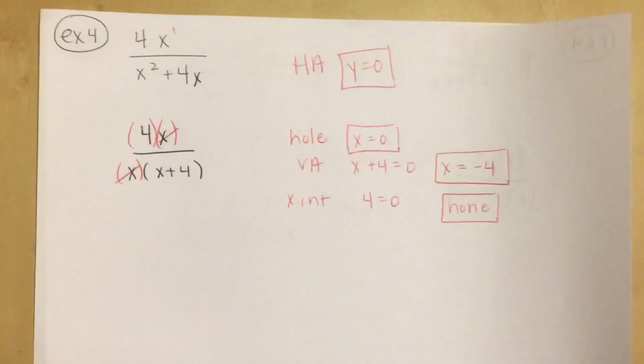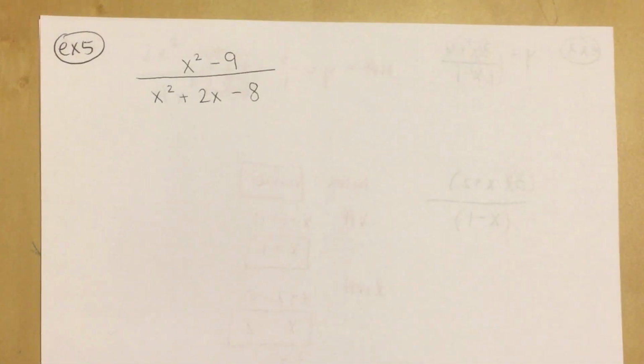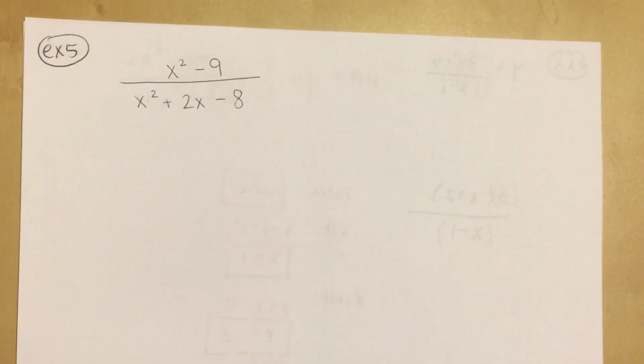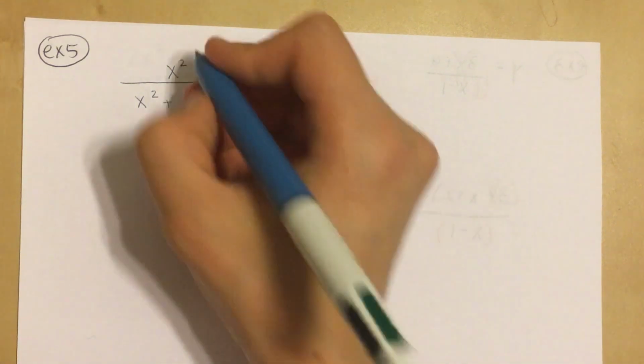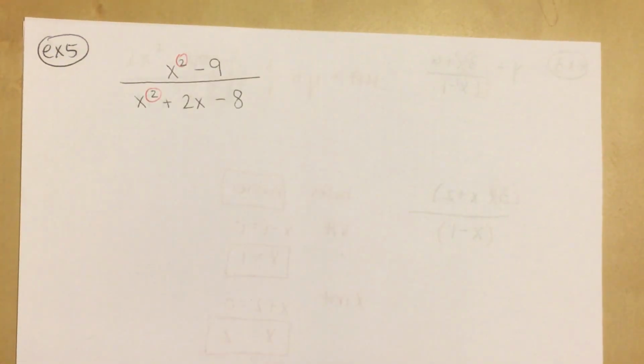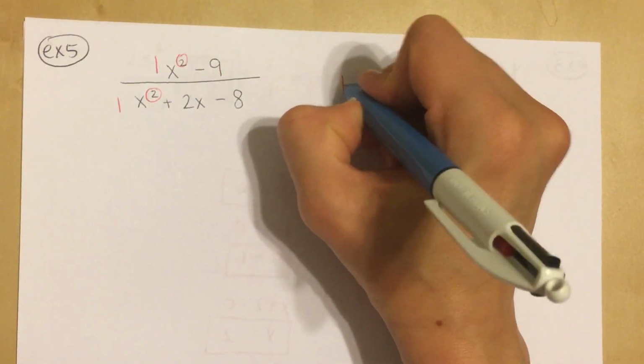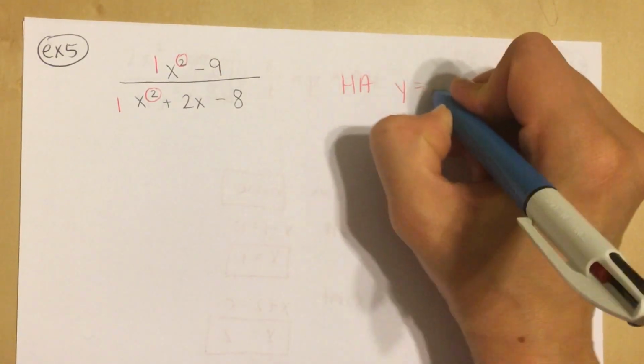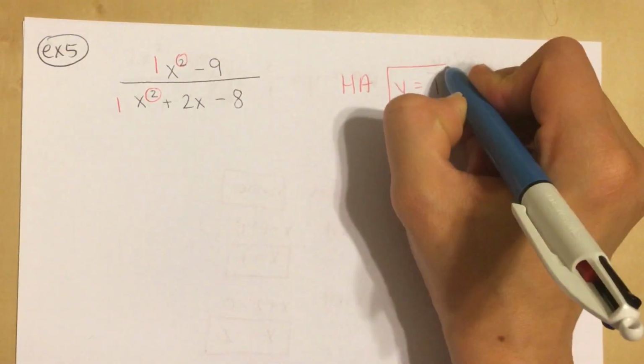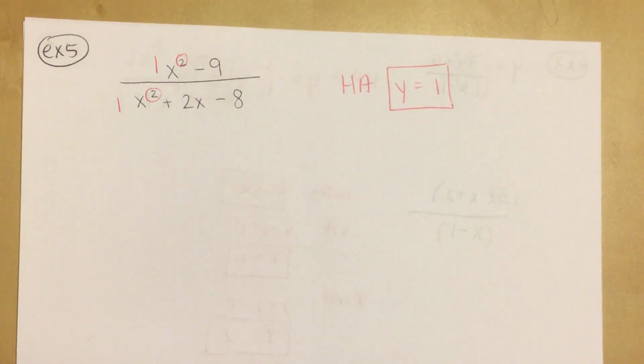So, next example, x squared minus 9 over x squared plus 2x minus 8. For the horizontal asymptote, the degrees are equal. So we look at the leading coefficients. They are implied to be 1 here. So my horizontal asymptote is y equals 1 over 1, which is 1. All right, let's factor this to come up with our other pieces.